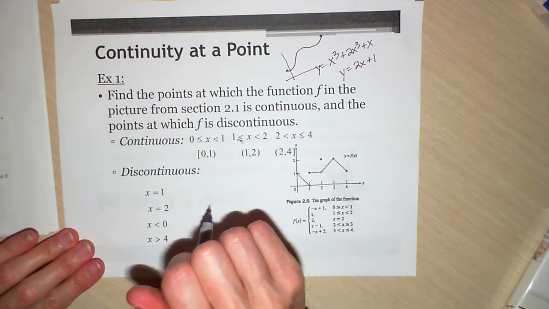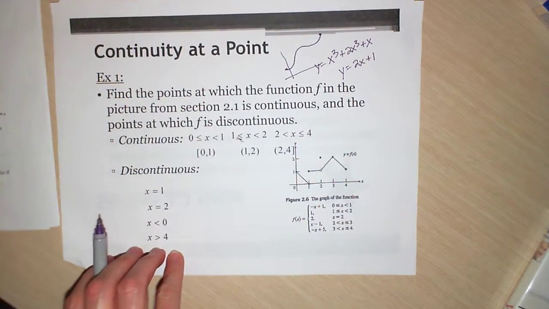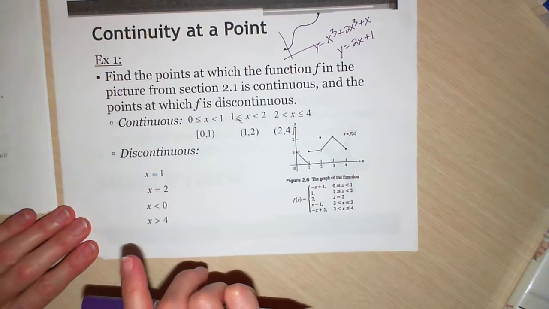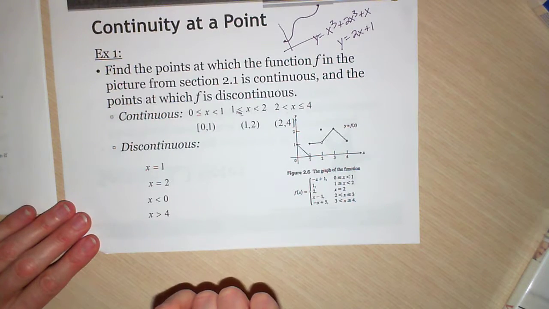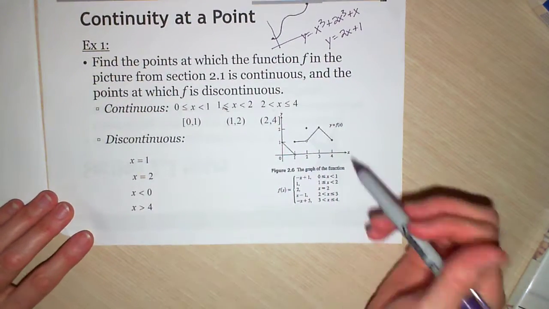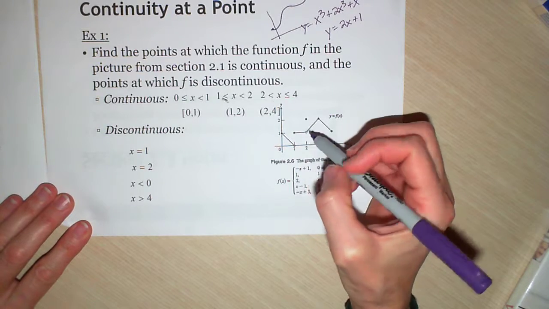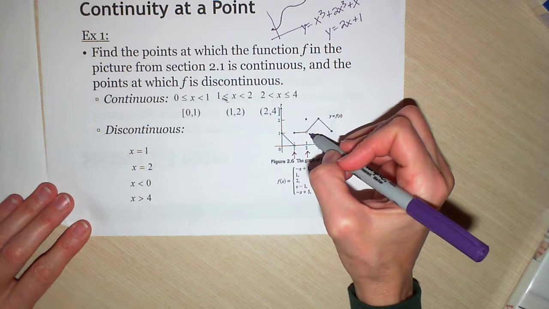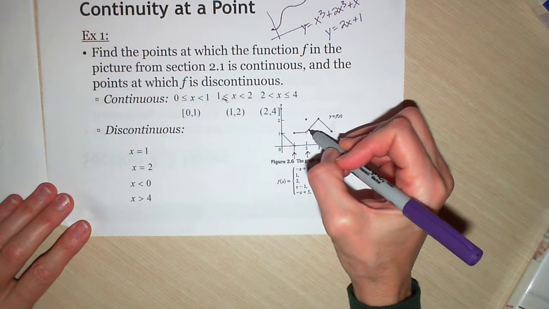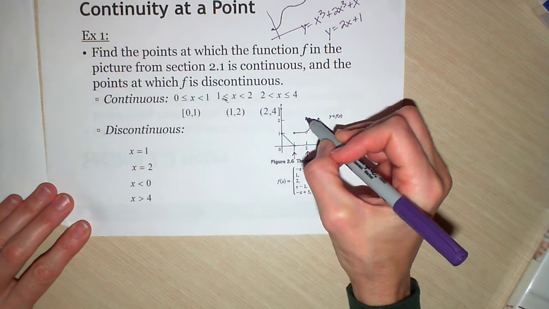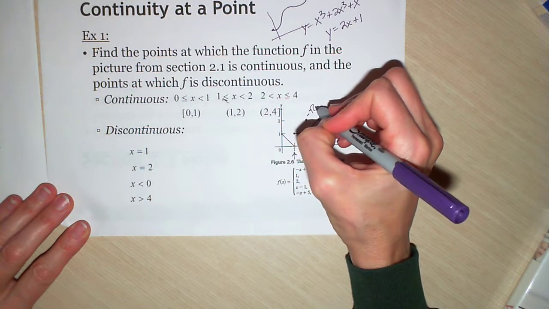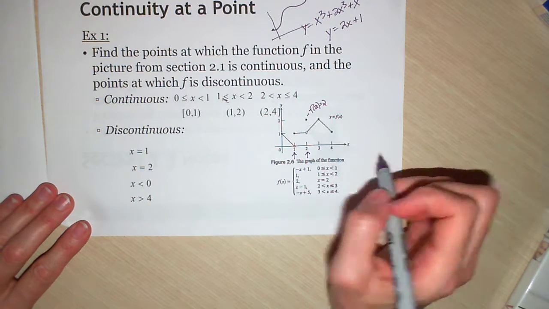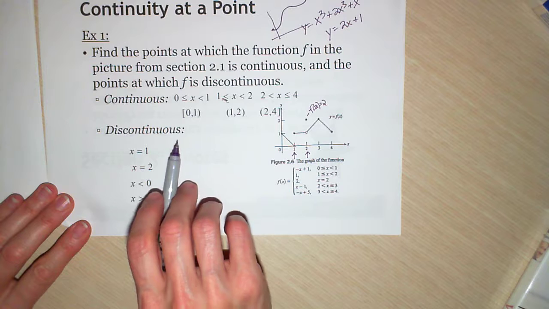All right, so example 1 says, find the point at which the function f, which we have a picture of here from section 2.1, is continuous, and the points where it's discontinuous. So let's just look at the graph. We can definitely see a discontinuity here at 1. We see a discontinuity here because we have a hole, and then we have f of 2 equals 2 here. And then it looks like from here on we're continuous.